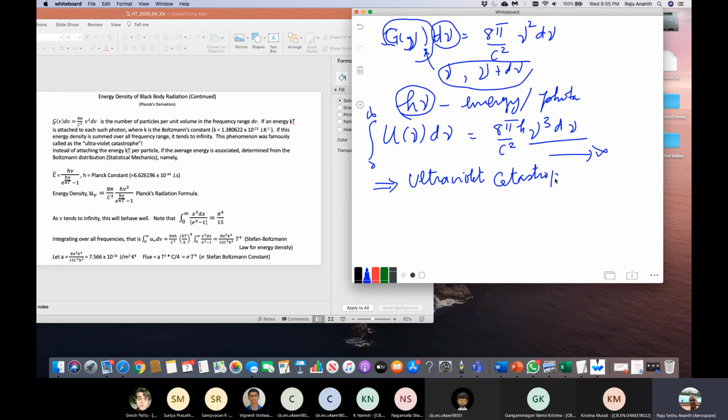If you Google that, you will find it. So RBS acceptable. So what did Max Planck do?